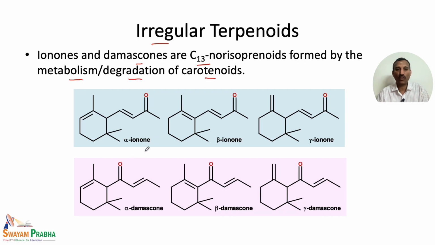Here are the structures. All these compounds are called terpenoids because they have an oxygen unit. In these ionones we have a ketone unit. Similarly, damascone also has a ketone unit. So depending on the position of the double bond and the carbonyl unit, we have different sets of compounds.